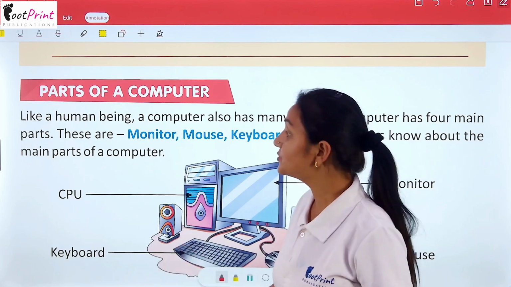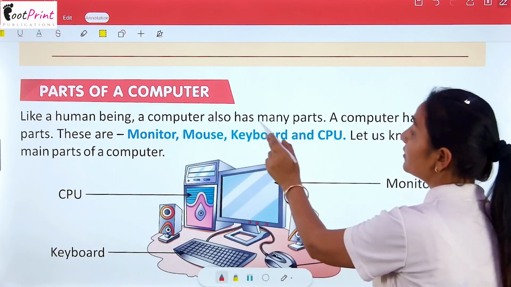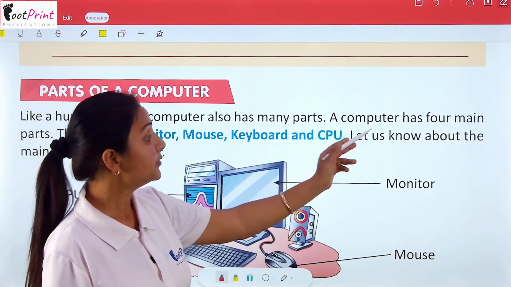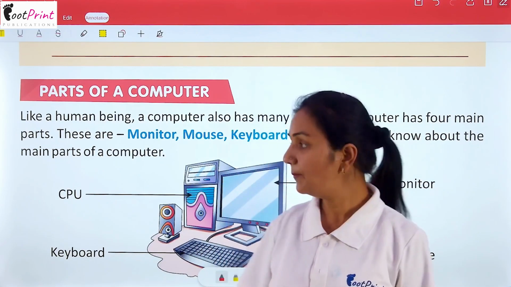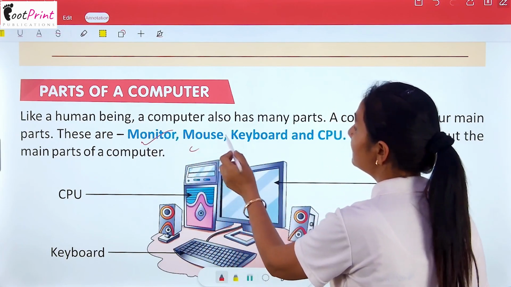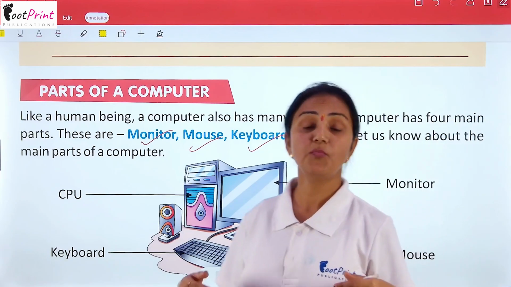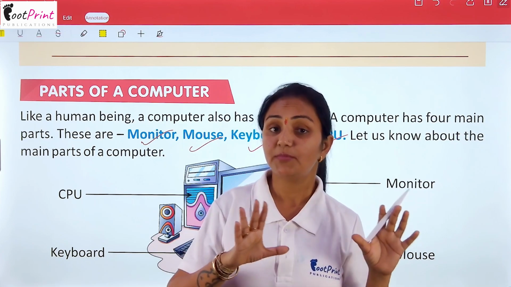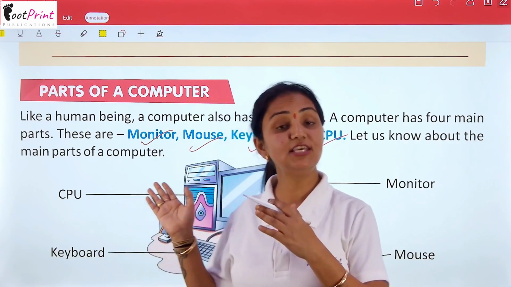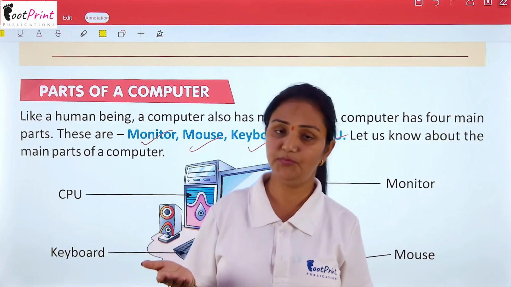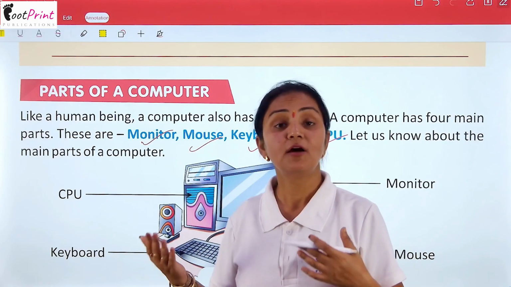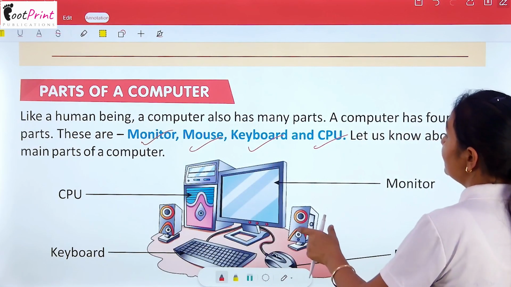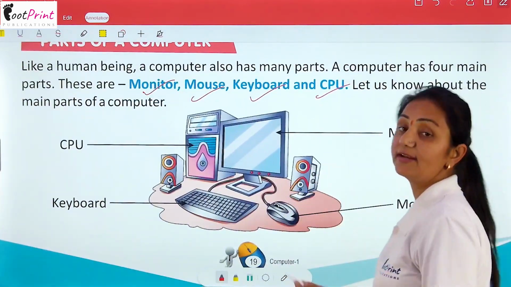Okay. As I told you students, like human beings, a computer also has many parts. I told you in the beginning of the chapter. A computer has four main parts. These are monitor, mouse, keyboard and CPU. Four main parts in the sense, students, that when we purchase a computer from the market, at least these four parts must be there with the computer. These are the basic parts which are necessary to start work on a computer. Besides that we have other parts also, but first we will read about them.